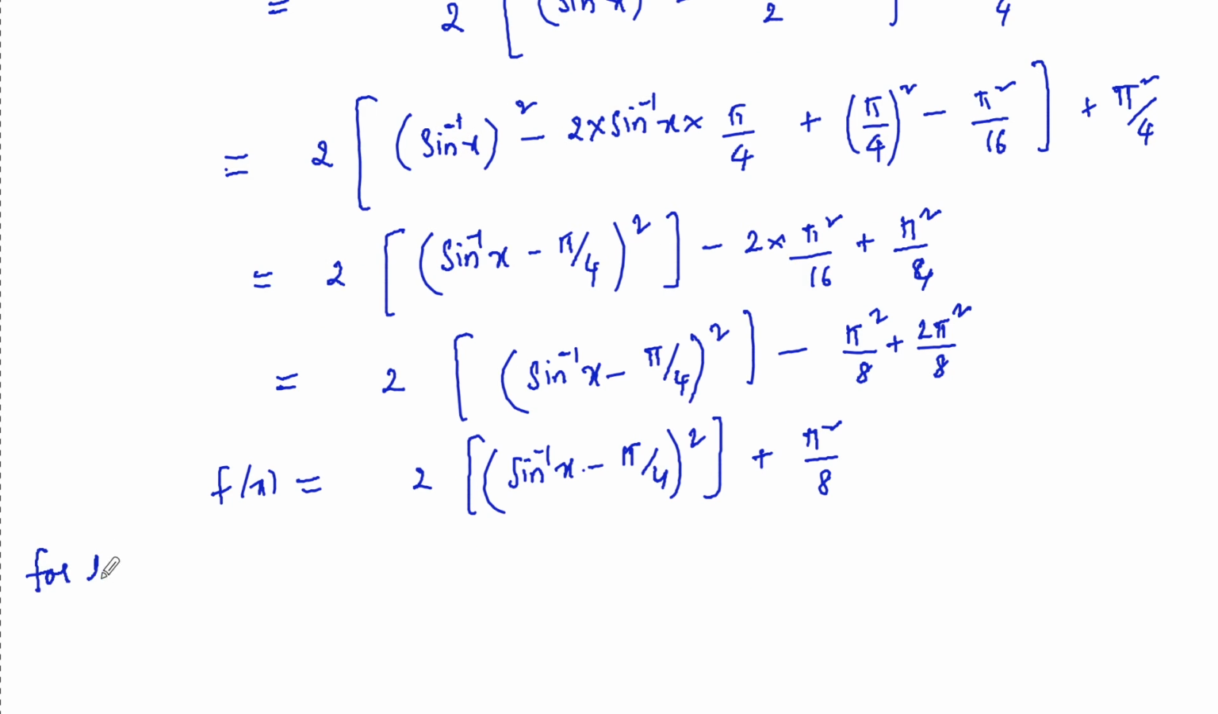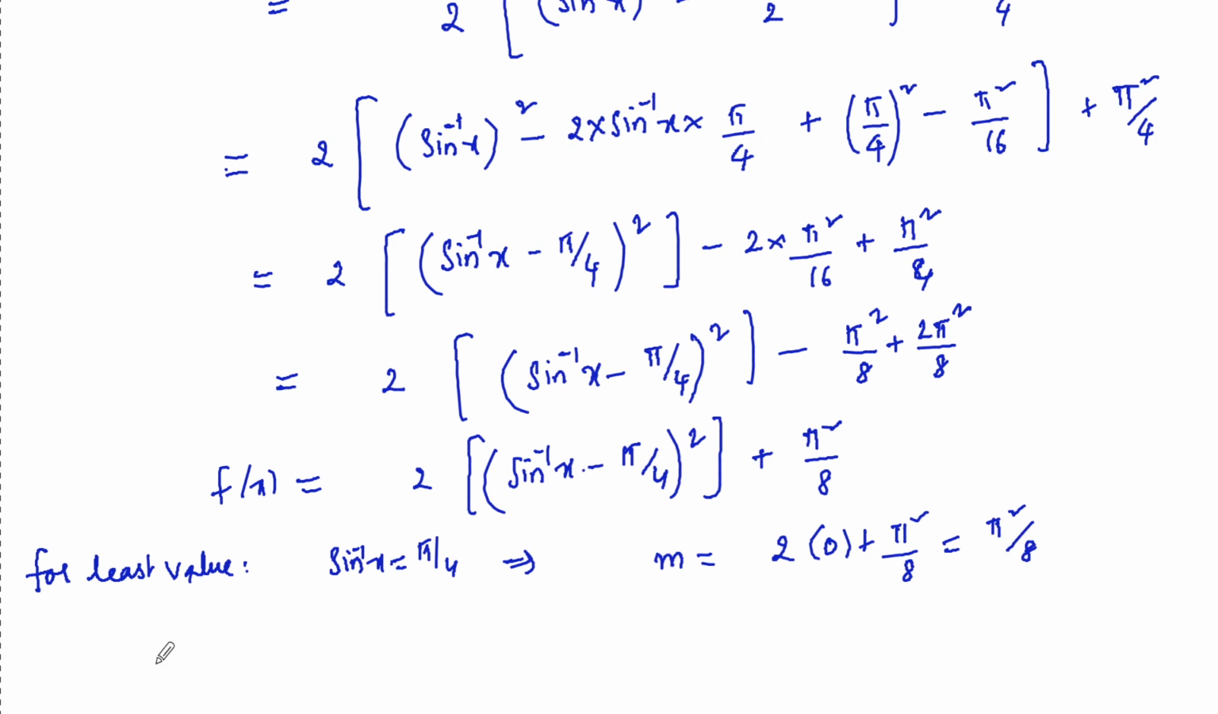For least value, we consider sin inverse x should be equal to pi by 4. So which implies the least value m is equal to 2 times of 0 plus pi square by 8, which is equal to pi square by 8.